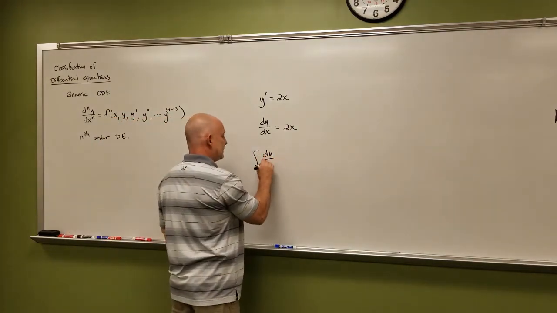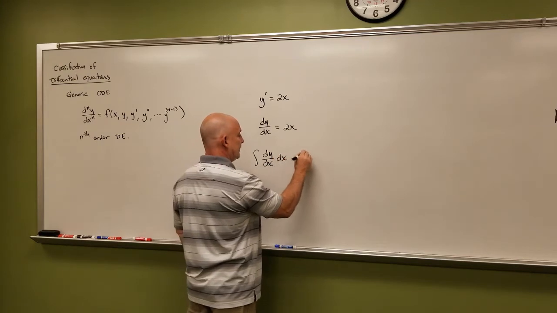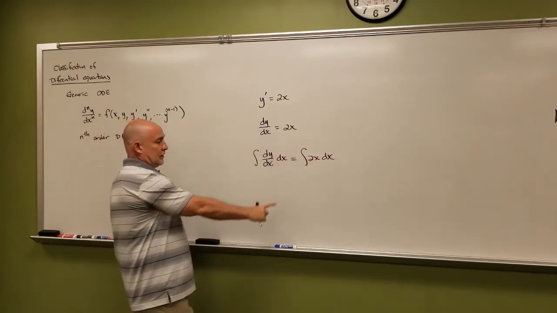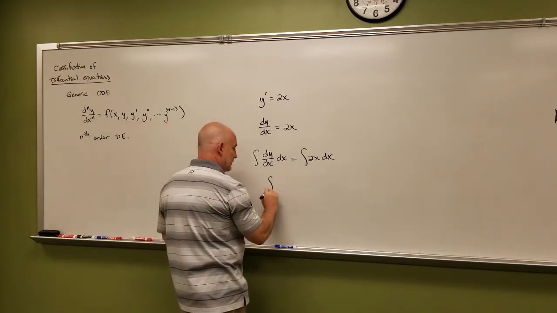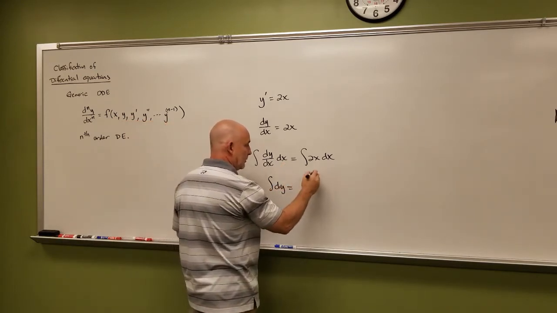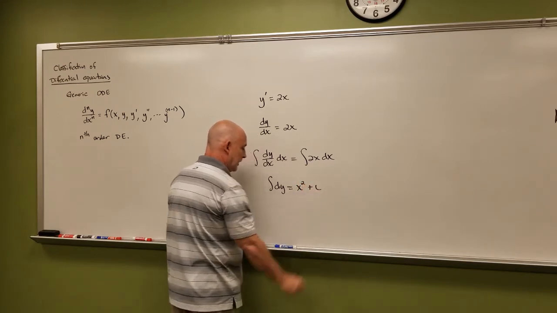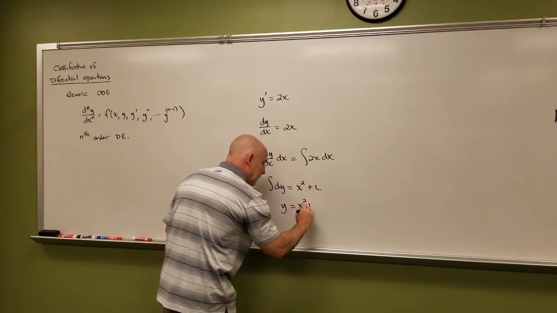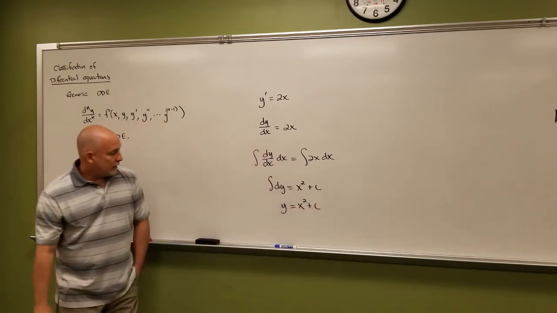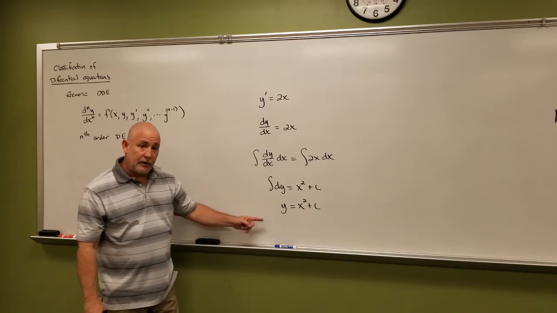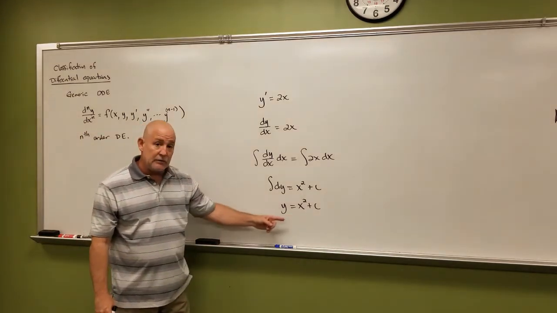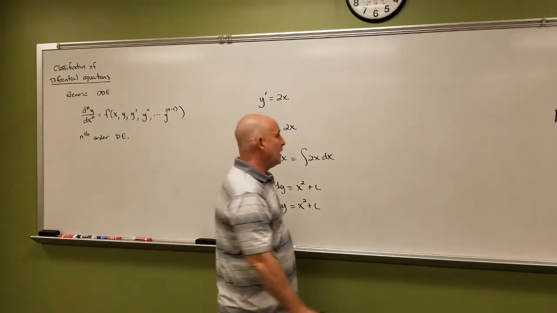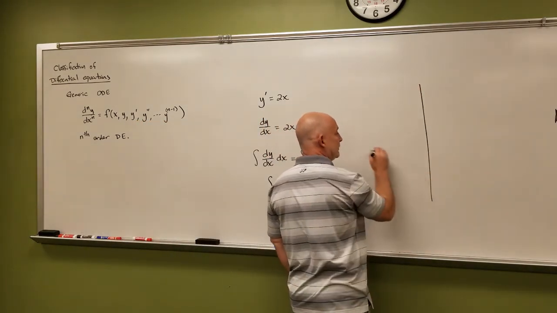So if I integrate this side with respect to x, I'd have to integrate this side with respect to x also. Here you can see that the dx is reduced and I get the integral of dy. And of course the integral of that is just x squared plus a constant. The integral of dy is just y. Okay, so this would be our solution. The problem is, that's not a unique solution, because remember, c is any constant. What we ended up with here is an entire family of solutions.